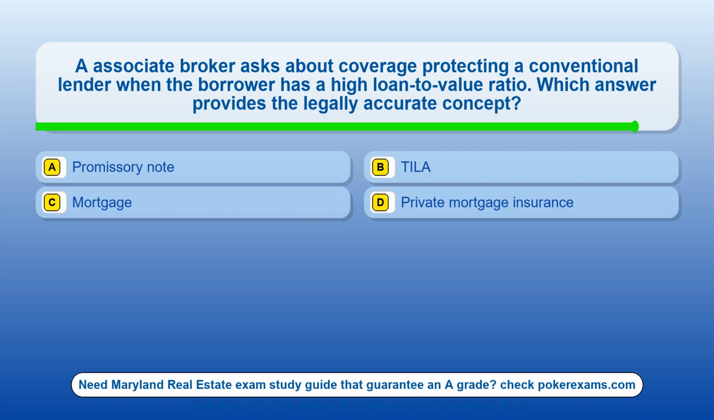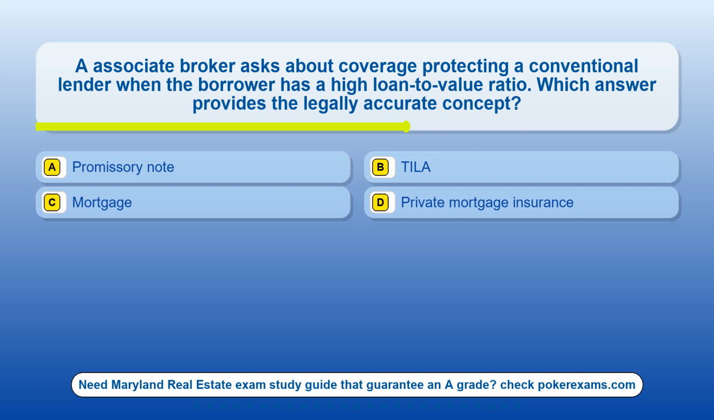Question 9. An associate broker asks about coverage protecting a conventional lender when the borrower has a high loan-to-value ratio. Which answer provides the legally accurate concept? Option A, promissory note. Option B, TILA. Option C, mortgage. Option D, private mortgage insurance.